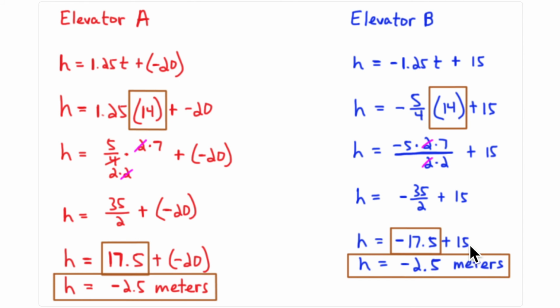So it goes up 15 meters. So now it has to go down that 15 meters, but it has to go 2.5 meters further. So it goes up 15 meters, and then you subtract a total of 17.5 meters, or add a negative 17.5 meters to go down, and it's going to go down 2.5 meters past ground level.